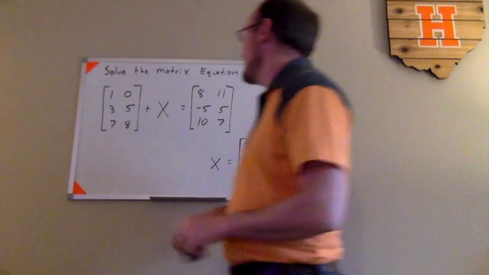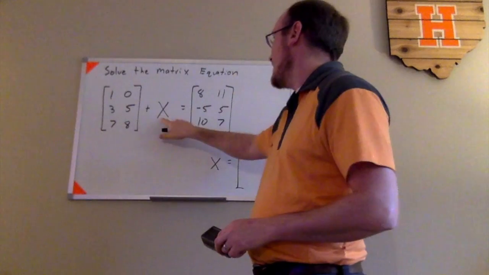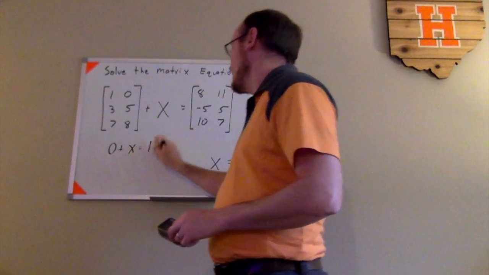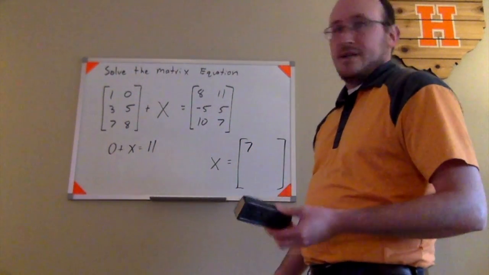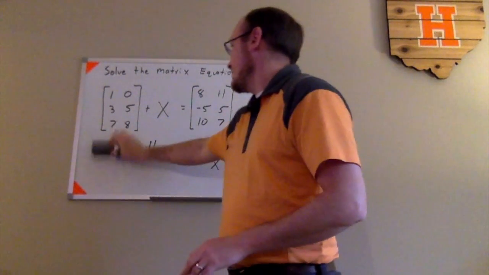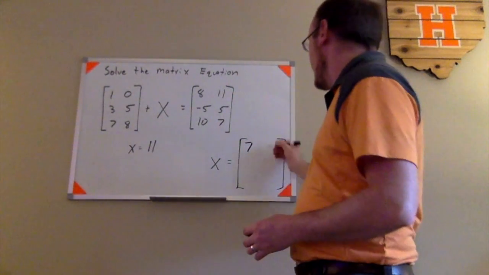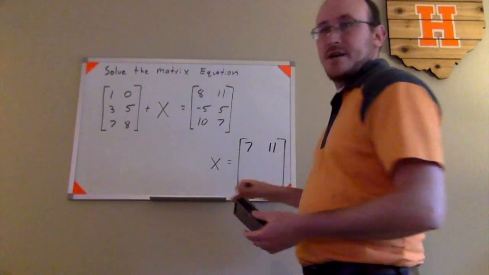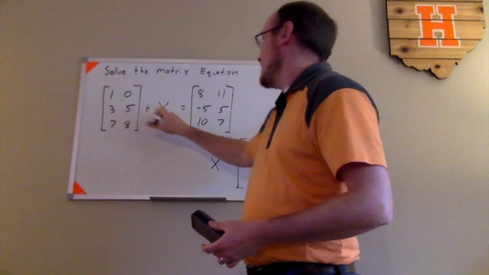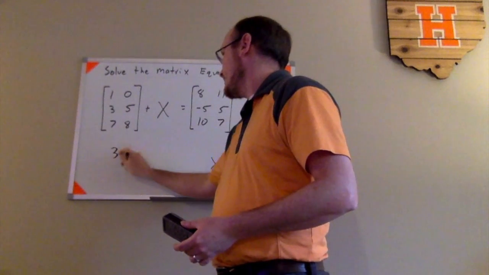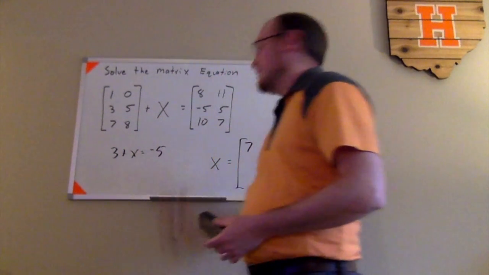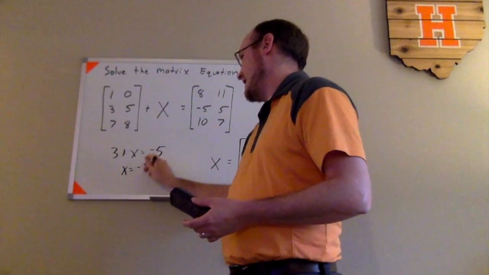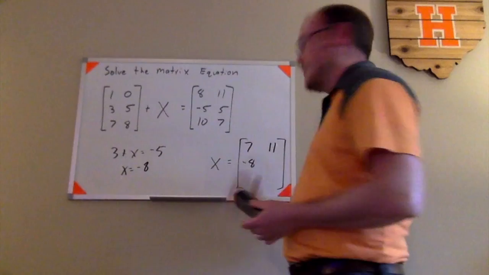I'm just going to keep doing that for each of the entries. So I have 0 plus x equals 11. And at that point, 0 plus x, I don't need to do anything there. Just x is 11. So that must be 11 right there. Now I'll do the same thing to fill in the second row. 3 plus x equals negative 5. And to solve that for the x, I'll go ahead and subtract 3 on both sides to get that x is negative 8 for that spot.